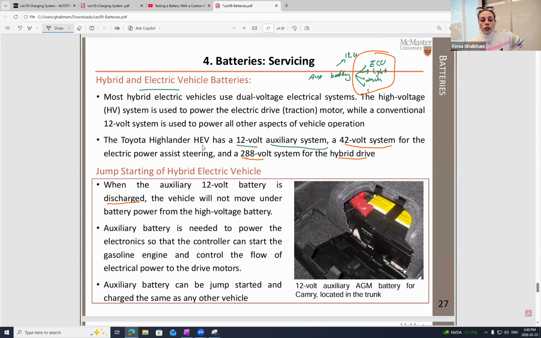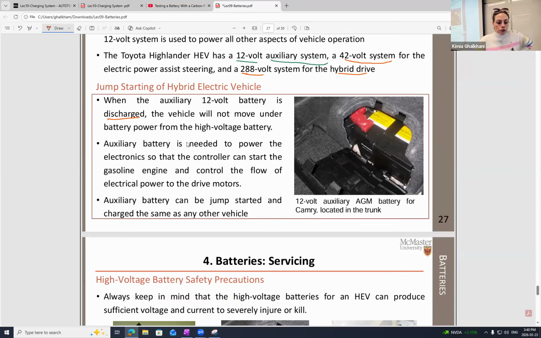Again, in this situation, you need to take the 12 volt battery. If this is the 12 volt battery, you need to take the lid off. And of course, you need to connect the cables, as I said, positive to positive and negative to chassis, in order to jump start your auxiliary battery.